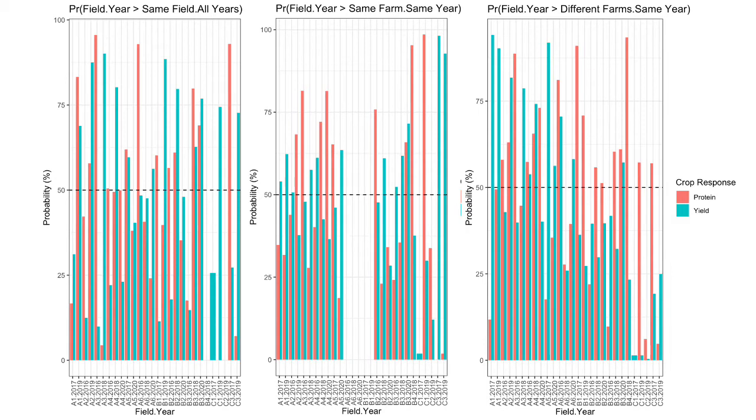And as you can see, there's large variation in all of these comparisons, indicating that we have variation in space and time of both yield and protein, indicating that it varies whether you have a higher or lower crop response across time for a given field and across space. We see, to a lesser extent, differences between fields of the same farm compared to fields of a different farm, as well as larger differences between crop response distributions for a given field across years, indicating that temporal variation is slightly greater than spatial variation in regards to yield and protein.